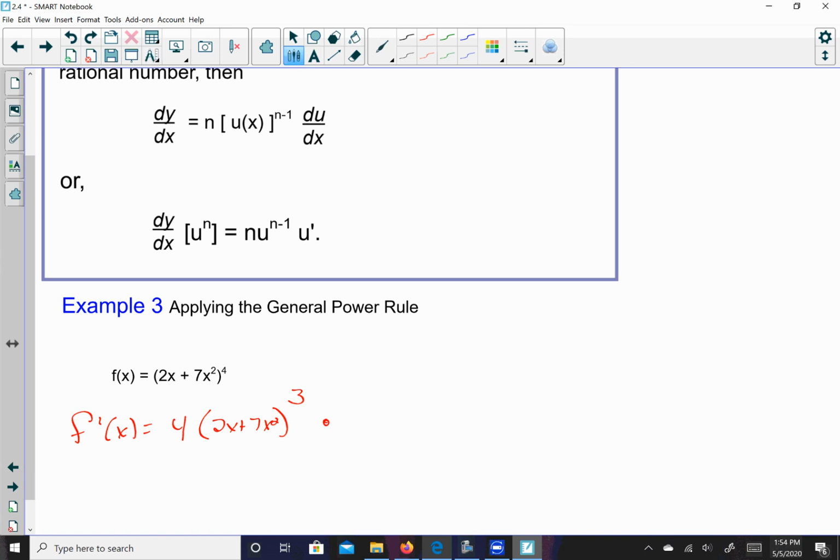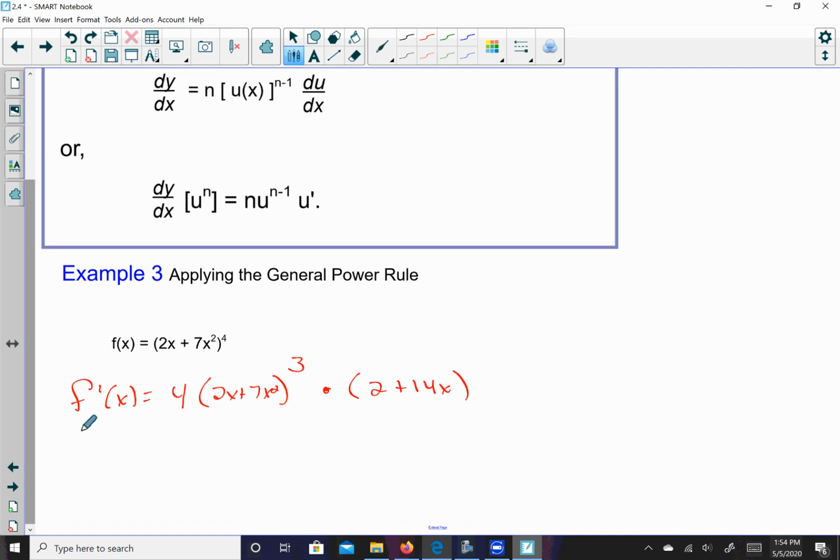Now I'm going to multiply it by the derivative of what's inside here. So the derivative of 2x would be 2. The derivative of 7x squared would be plus 14x. And then I could rewrite that. I'm going to factor out a 2 here, multiplied by that 4. So that would be 8 times 1 plus 7x, because I factored out 2 there. And then 2x plus 7x squared, that whole thing raised to the 3rd power. And that would be my derivative.